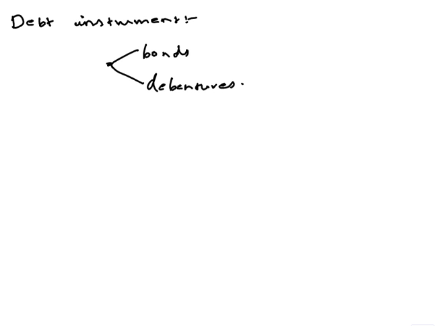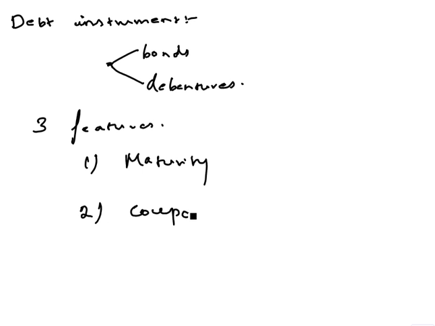So what are the features of the debt instruments? Each debt instrument has majorly three features. That is the maturity, the second one is coupon, and the third one is principal. So what is maturity? Maturity refers to the date on which the bond matures. Very simply, it is the date on which the borrower has agreed to repay the principal.